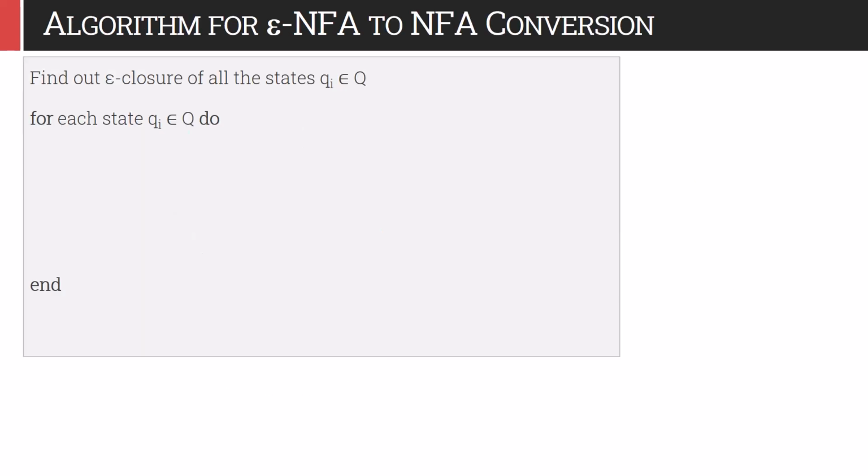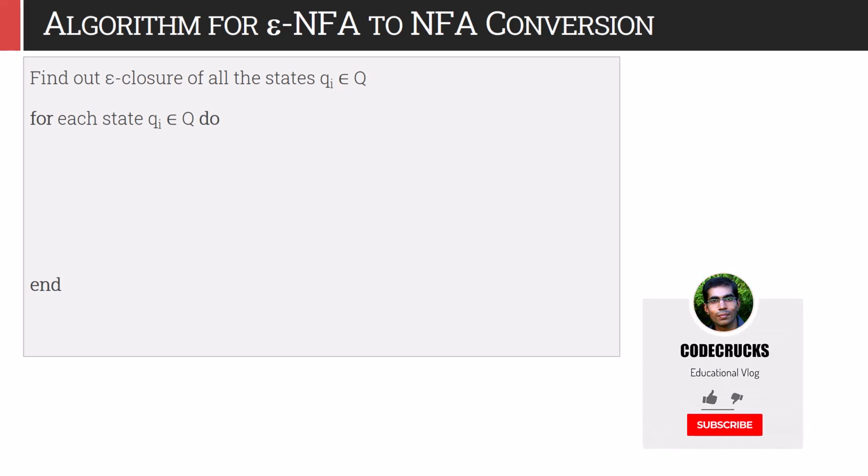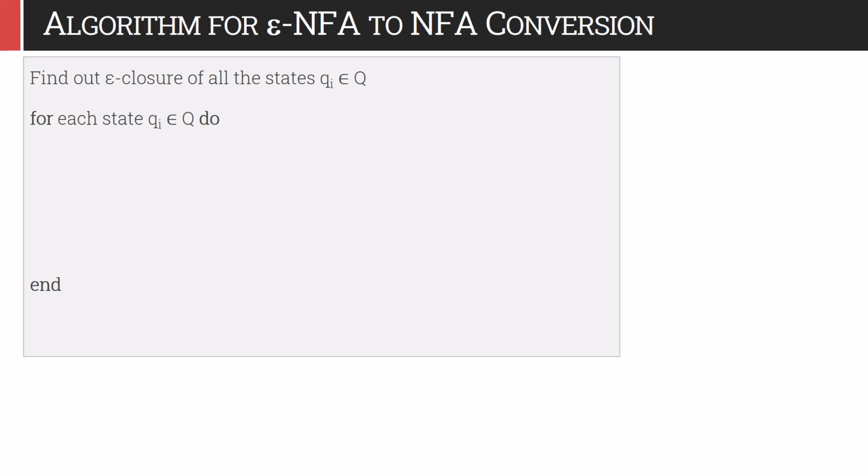The conversion shown on the previous two slides was manual. When we have a big epsilon NFA, it would be hard because there would be many epsilon transitions and many states, so we might miss some of the arcs or some of the states. So in a more formal, mathematical way, we can convert any epsilon NFA into NFA using this algorithm. In step one, we have to find the epsilon closure of all the states, which we have already learned in the previous video.